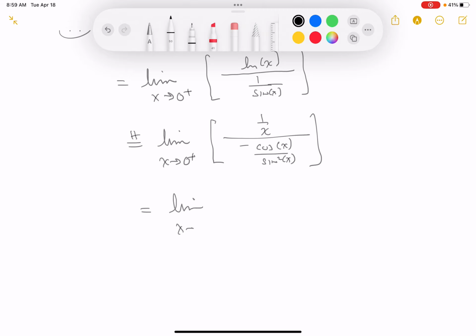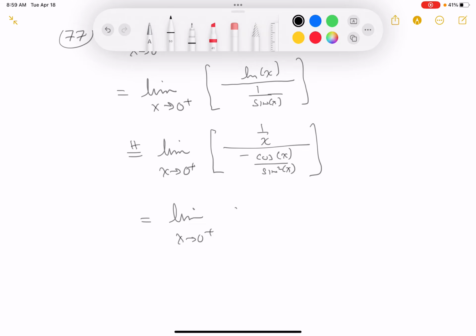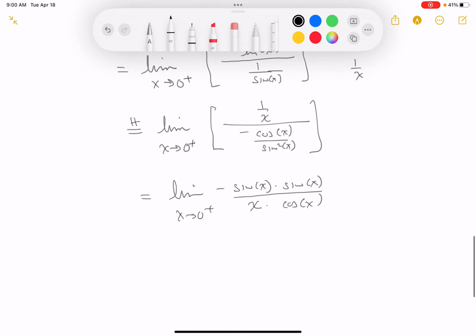Limit as x goes to 0 from the right. And what I'm looking at over there, it looks like sine x, it's minus, by the way. And then at the bottom, you're going to get what? You get x, and you're going to get cosine x. Let me just think about that for a second. If I multiply top by the reciprocal of the bottom, let me write that down for you. So 1 over x, and I'm really multiplying by the reciprocal, which is sine squared over cosine x. Yeah, I think I did okay.